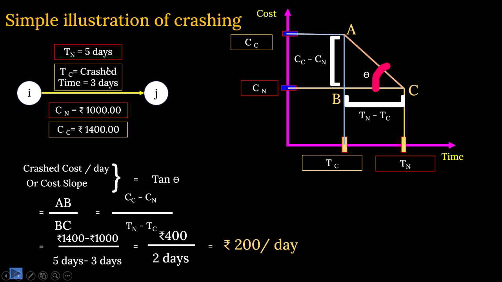That means this activity normal time was 5 days, crash time was 3 days. That means you are crashing it by 2 days. And if you want to crash it by 2 days, every day your cost slope is 200 per day. That means every day you have to spend extra 200 to get the activity crashed by 2 days. Clear? That is the idea.